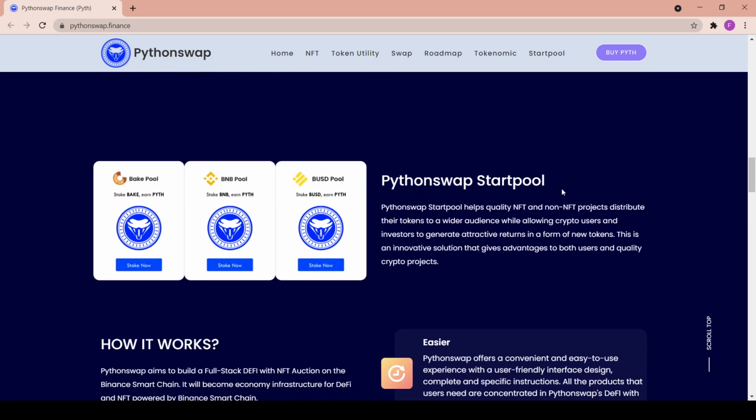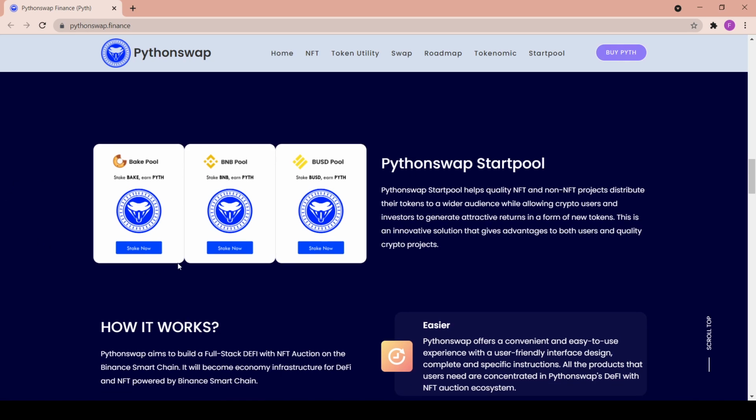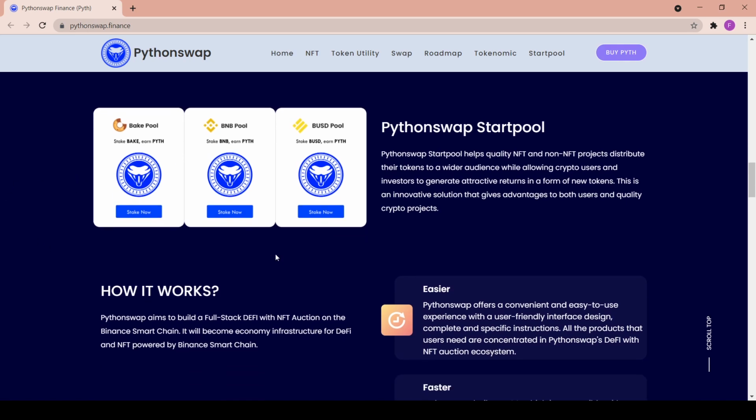The Pythonswap Start Pool. So the Pythonswap Start Pool helps quality NFT and non-NFT projects distribute their tokens to a wider audience while allowing crypto users and investors to generate attractive returns in a form of new tokens. This is an innovative solution that gives advantage to both users and quality crypto projects. So we have some screenshots in here.